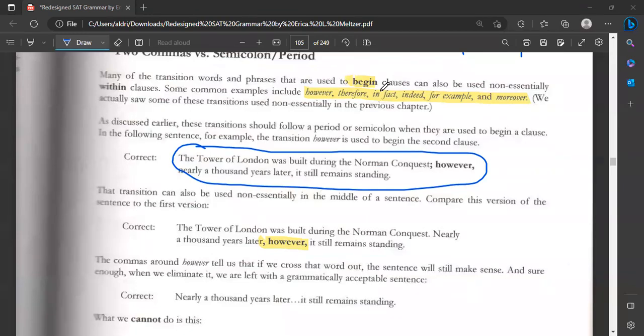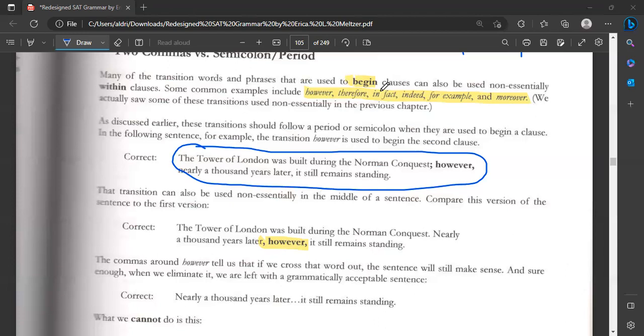Because the word therefore is cause and effect. If I say you were born 18 years ago, therefore you look like a teenager, that makes sense, right? Because the word therefore is a cause and effect transition, but the word however shows a contradicting idea between two clauses. It shows a contradiction between two ideas. Like in this case, it was built during the Norman conquest. So you'd expect that this tower has fallen, right? But it says the Tower of London was built during the Norman conquest. However, nearly 1,000 years later, it still remains standing.